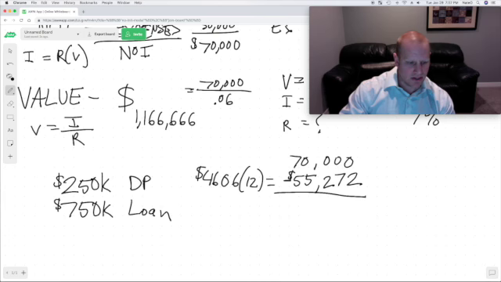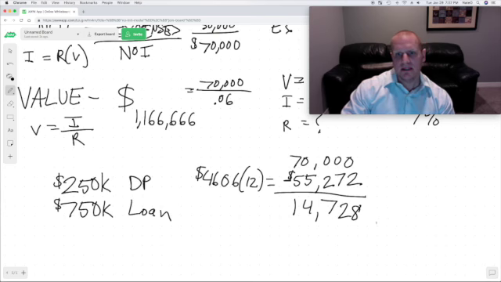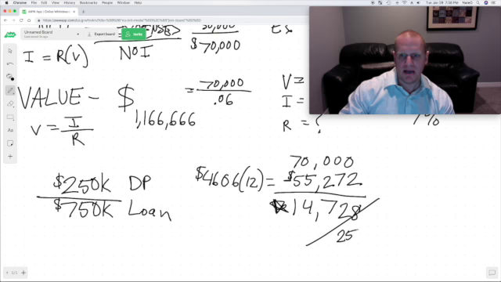and that is going to be $14,728. And so if we want to get that to a percentage, remember that we put down $250,000. So if we take this 14,000 divided by the 250,000, that'll give us a percentage of that first year return. And so when we take that and divide it by 250K, that's going to equal about 5.9% cash on cash return.